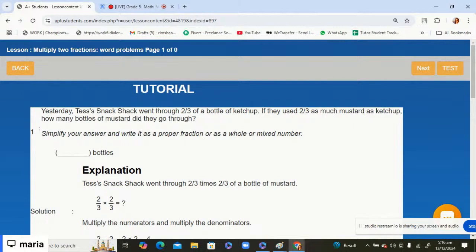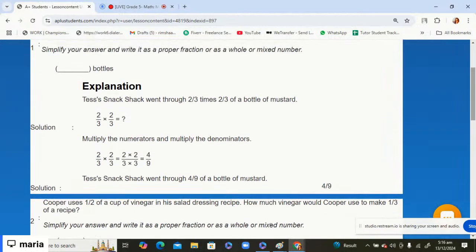Yesterday Tez's snack shack went through 2 by 3 of a bottle of ketchup. If they used 2 by 3 as much mustard as ketchup, how many bottles of mustard did they go through? Simplify your answer and write it as a proper fraction or as a whole or mixed number. So here is 2 by 3 and then here it's again 2 by 3. So 2 by 3 times 2 by 3. Okay? How can we multiply the fractions?